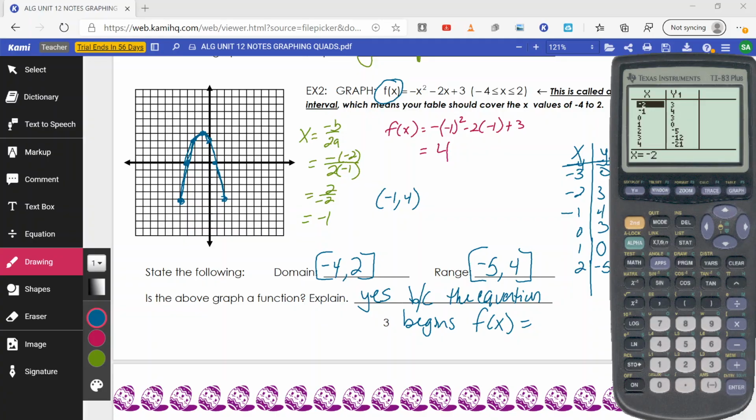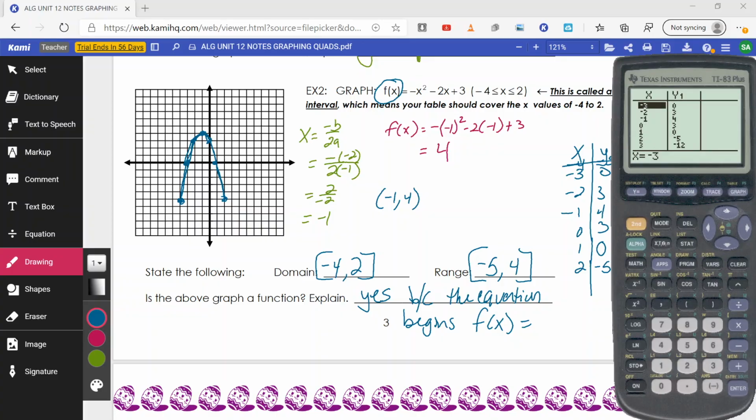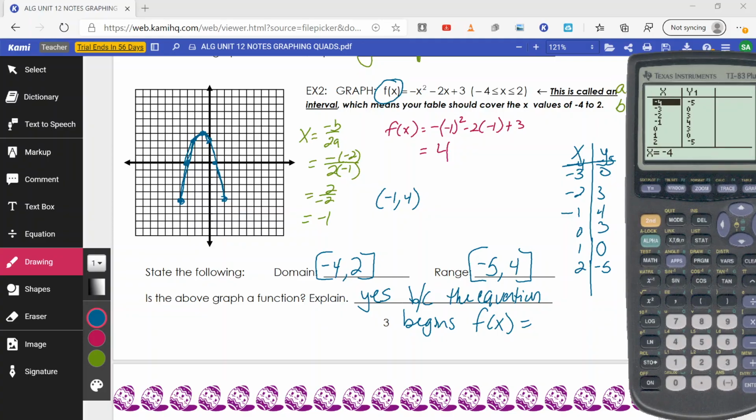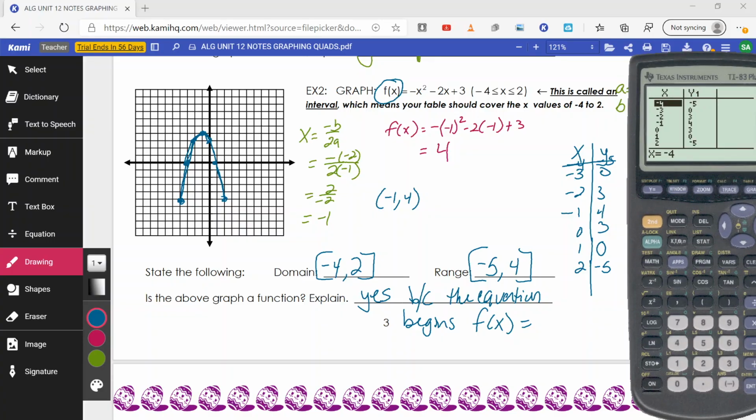So I want to go to x value of negative 4. And fortunately for me, on the screen, I see we go from negative 4 to 2, and I don't have to worry about anything else. And notice the y values we get are the same y values we had in our table. So these are the points: negative 4, negative 5; negative 3, 0; negative 2, 3; negative 1, 4; 0, 3; 1, 0; 2, negative 5.